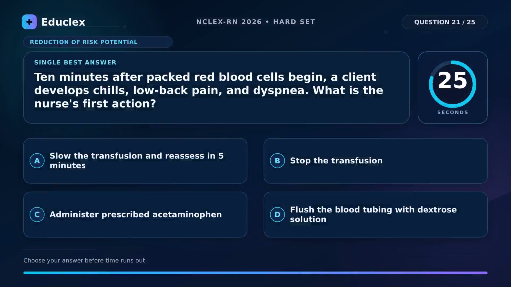Question 21. 10 minutes after packed red blood cells begin, a client develops chills, low back pain, and dyspnea. What is the nurse's first action? Here are the options. Option A. Slow the transfusion and reassess in 5 minutes. Option B. Stop the transfusion. Option C. Administer prescribed acetaminophen. Option D. Flush the blood tubing with dextrose solution. Your 25-second thinking time starts now.